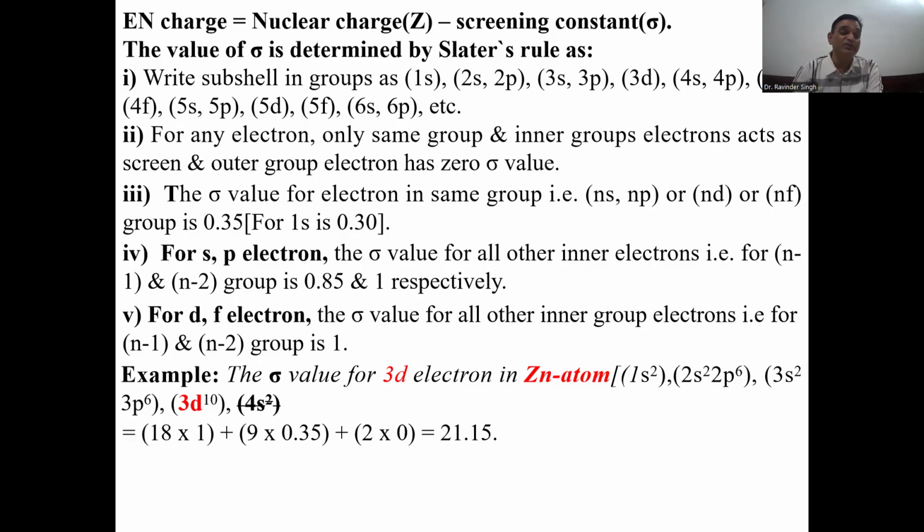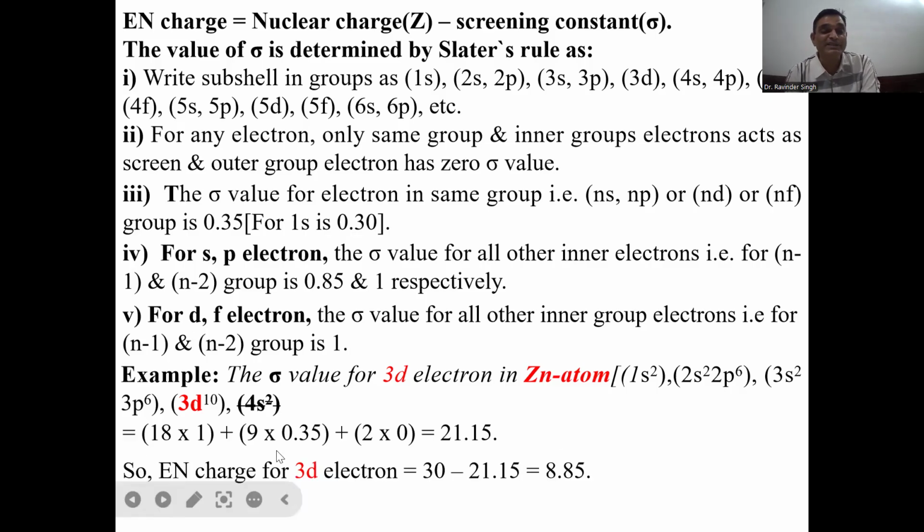That's the value of screening constant. Now the effective nuclear charge experienced by 3d electron is 30, that is the atomic number of the zinc, minus screening constant value 21.15. The answer comes out to be 8.85. OK, that's the way how we can calculate the effective nuclear charge experienced by any of the electrons.